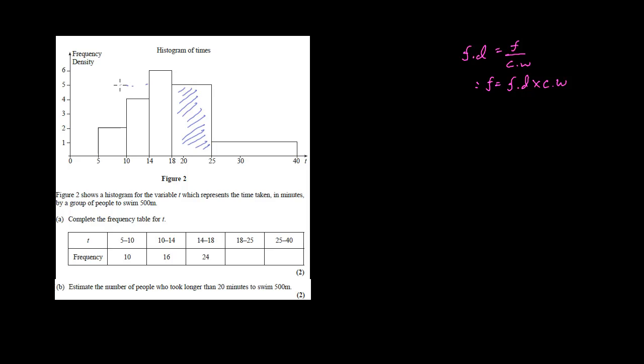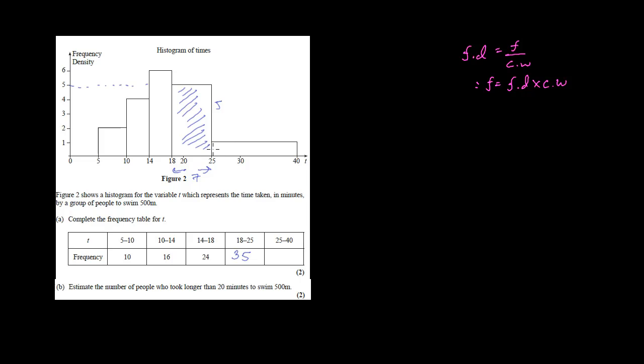Now this one: the height of the building, or frequency density, is 5, and since there is no gap here, we don't have to do the continuity correction of 0.5. So the boundary is going to be 25 and 18. So 25 minus 18 is 7. The class width is 7, and the height is 5. So frequency is frequency density times class width. 5 7s are 35, so this would be 35.